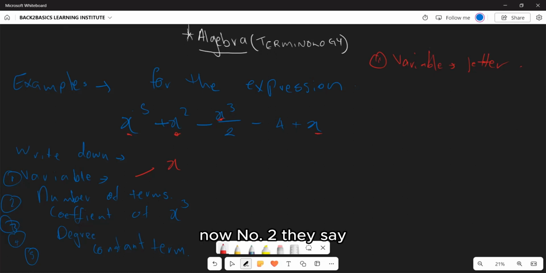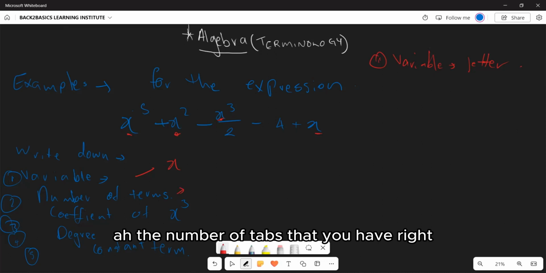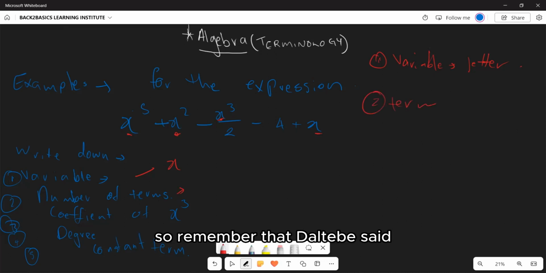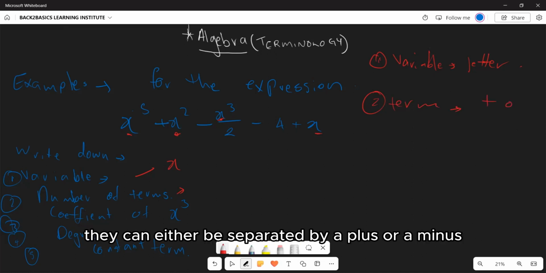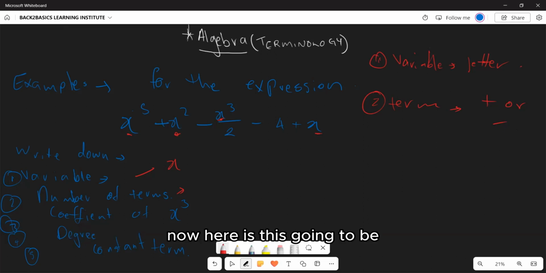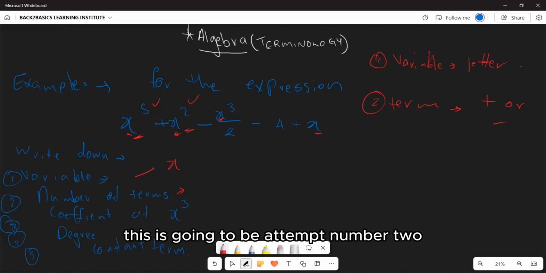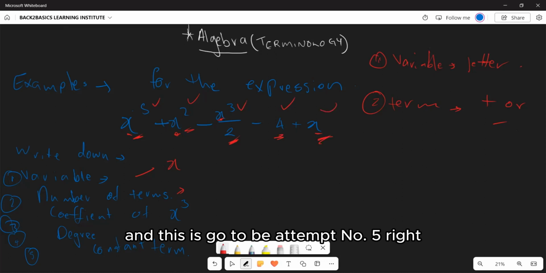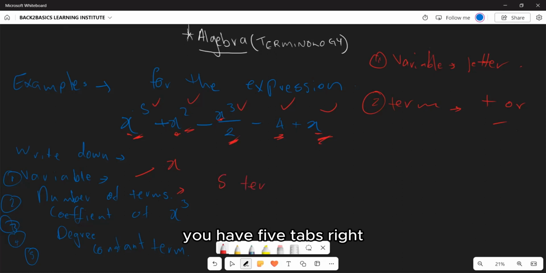Now, number two, they say the number of terms that you have, right? So this is like terms. So remember that terms, we said they can either be separated by a plus or a minus, right? So we are going to look for those two characters. Is it separated? Yes, this is going to be your term number one. This is going to be your term number two. This is going to be your term number three. This is going to be your term number four. And this is going to be your term number five, right? So which means the number of terms that you have here is 5 terms.